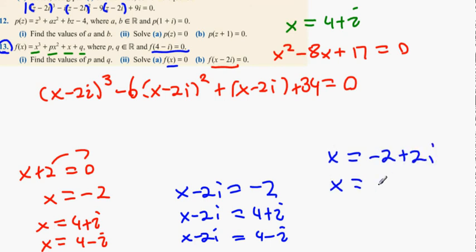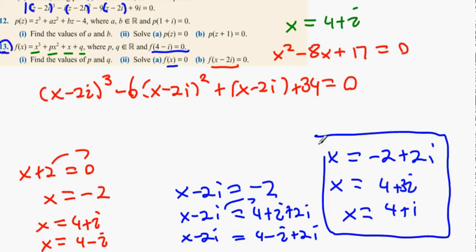Then we have x equals 4 minus i, and then the last value is going to be x equals 4 plus 3i, excuse me, because when the 2i goes over the other side it becomes plus 2i, and this will also have a plus 2i, which means that it's going to be 4 plus i. And there's our 3 answers for part 2.